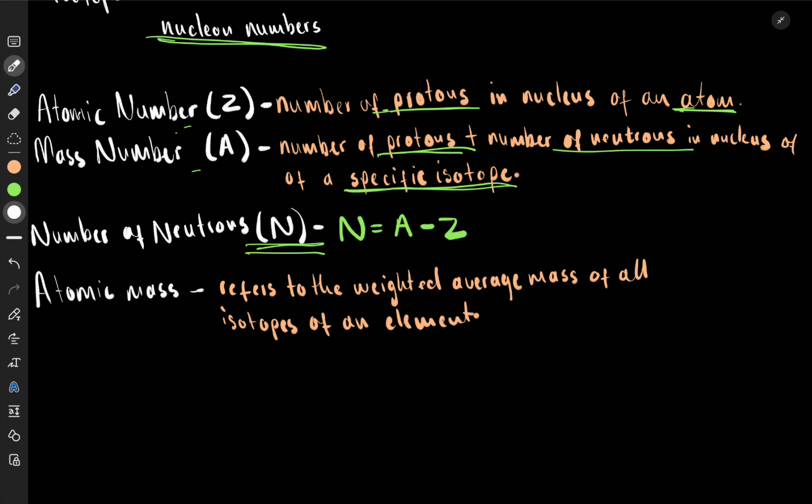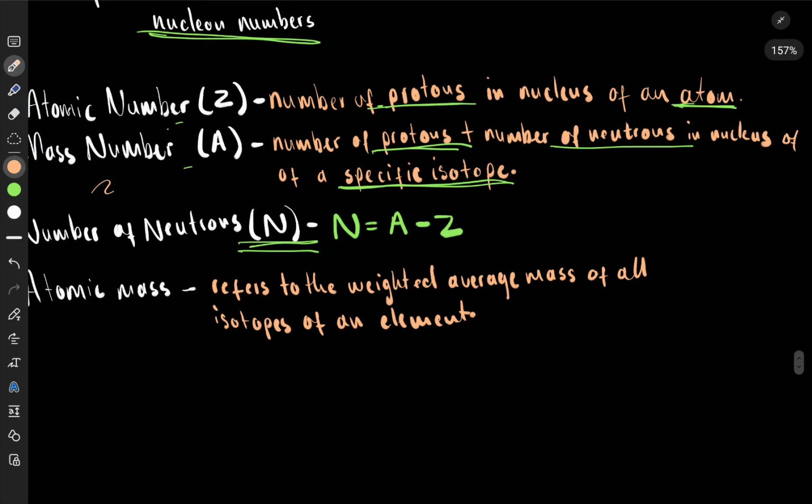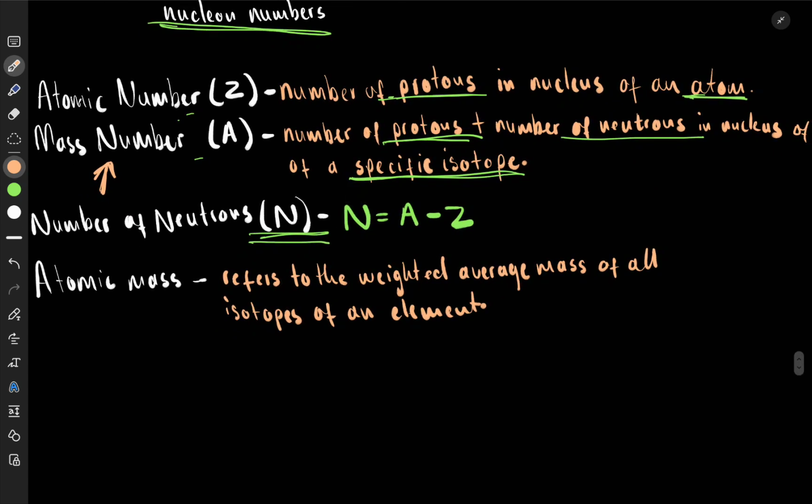Now, one more thing is called atomic mass. Atomic mass is the one which you're going to see on the periodic table. Mass number is not there on the periodic table. Atomic number is there, but mass number will not be there. They will say it is there, but it's not. What is there is the atomic mass. This is going to be the average mass of all isotopes.